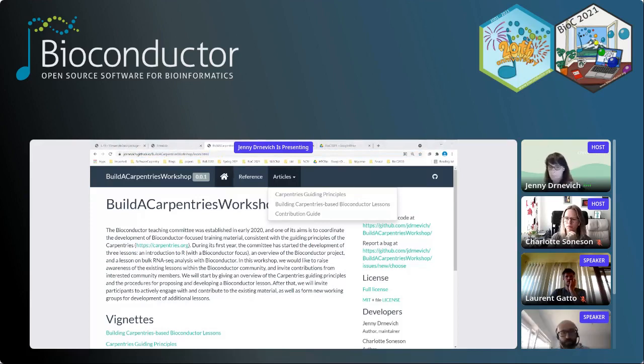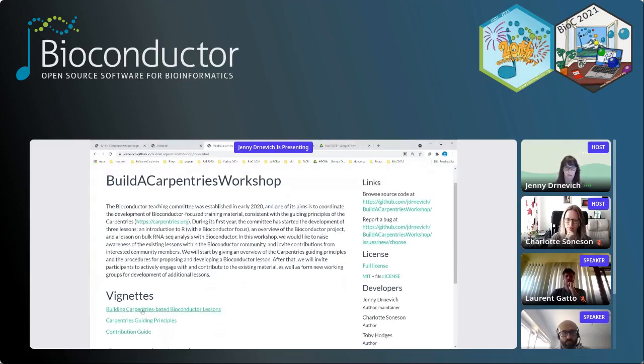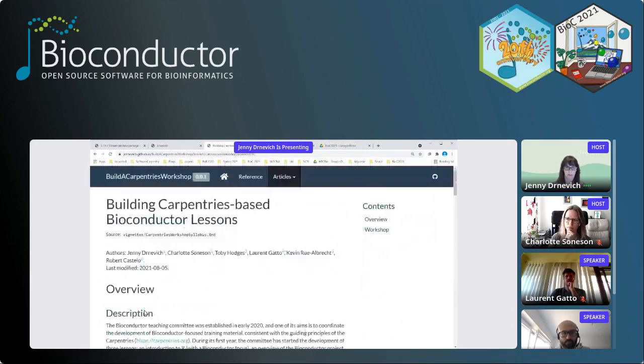That will take you to this page, and this is the page we're going to be mainly using during the workshop. I can go to the first lesson. With me today from the teaching committee are Charlotte Soneson, Laurent Gatto, and Kevin Rue-Albrecht. I guess Robert Costello is not here. And Toby Hodges is our liaison with the Carpentries.